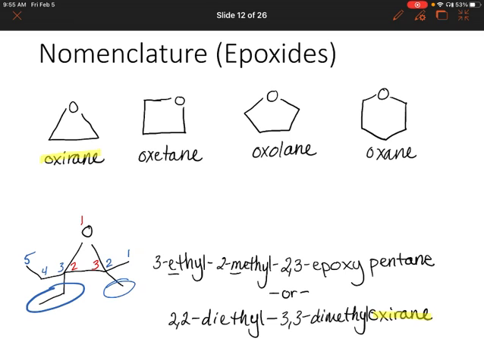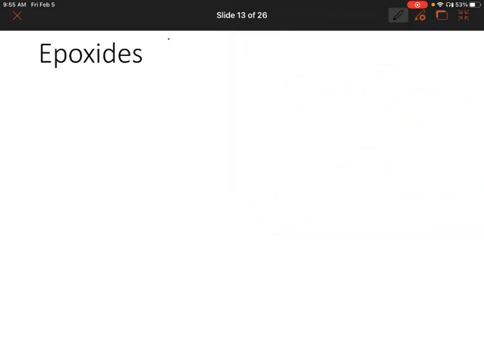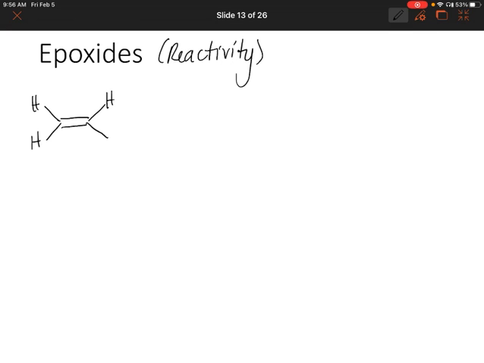Okay, so now let's talk about the reactivity of epoxides. Remember that to make an epoxide, we need an alkene. And let's just say this one has all hydrogens attached. And then we would use something like MCPBA, and that would give us our epoxide.